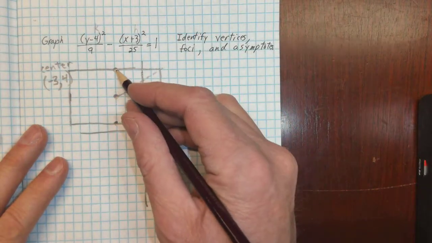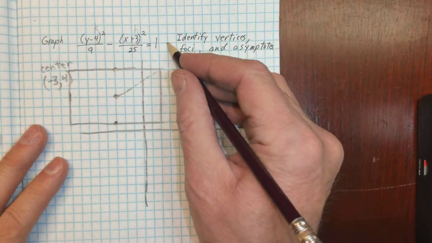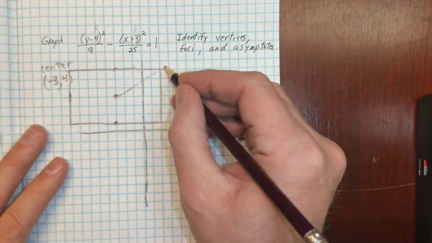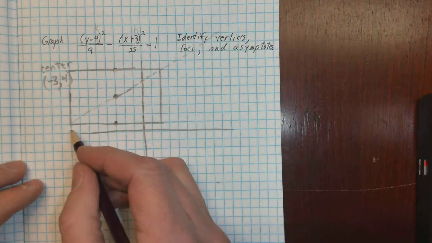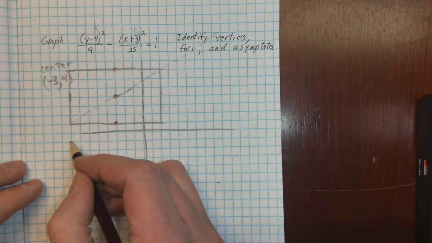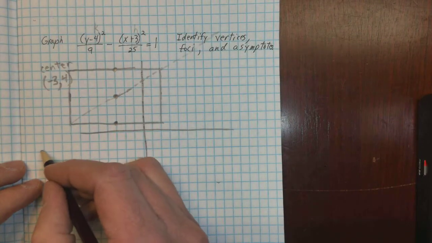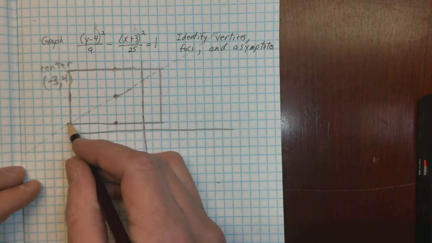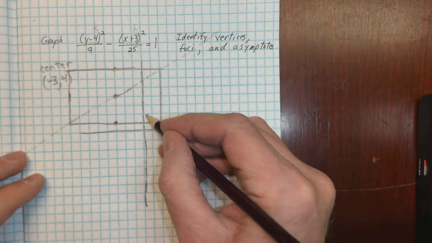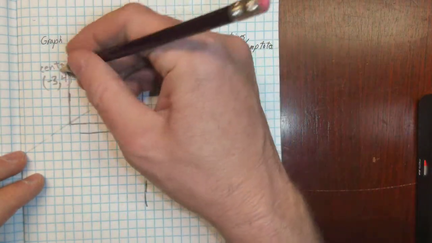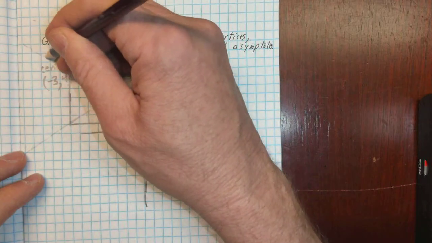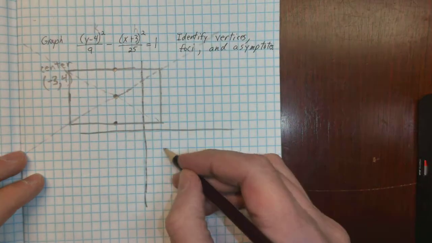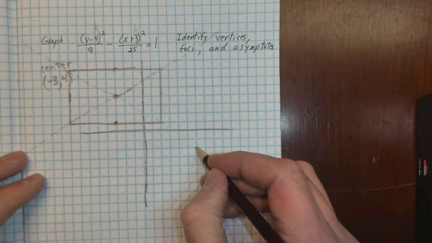Let's see, up 1, 2, 3, over 5. Kind of helps if you know where you need to end up. 1, 2, 3, 1, 2, 3, 4, 5. Okay, and then draw them this way as well. 1, 2, 3, 4, 5.